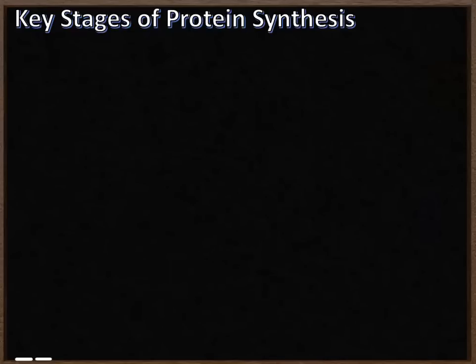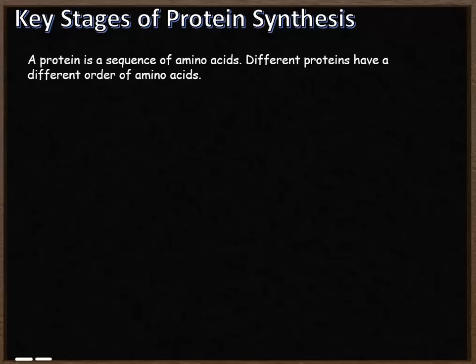So to summarise, we'll have a look at the key stages and the key pieces of information you need to understand about protein synthesis. The first piece of information is to understand what a protein is. A protein is a sequence of amino acids that are all joined together. Different proteins have a different order of amino acids.